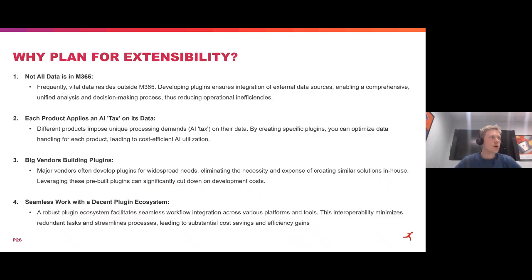So why are we talking about planning for extensibility today within this webinar? First of all, most of the time, not all the data is within M365. Most organizations that we work with, and we as a company are no exception, have a lot of data sources sitting outside of M365, whether it's planning software or a system to manage your invoices, payments, expenses, HR, payroll. It's usually sitting outside of M365. But since you're investing in M365 Copilot, you'd like to make sure Copilot can reach all those systems, and you can perform your day-to-day tasks within a single tool, with a single AI assistant, and not hopping between applications.